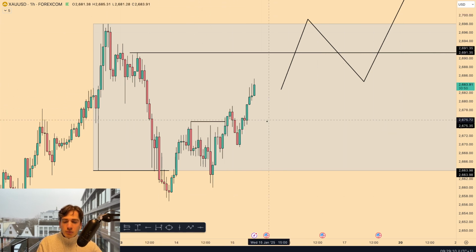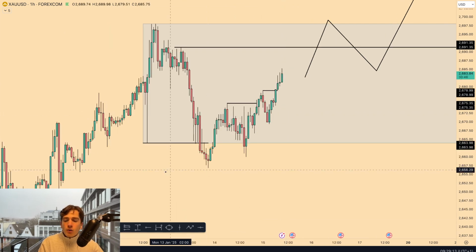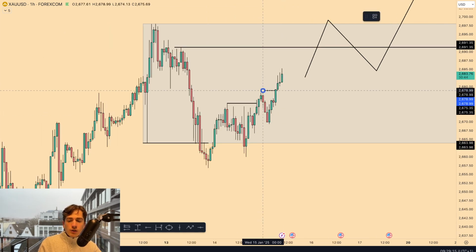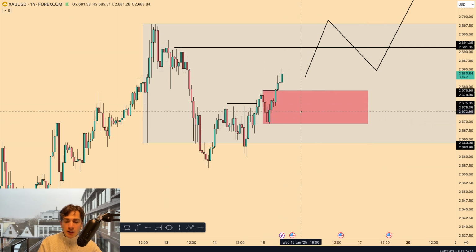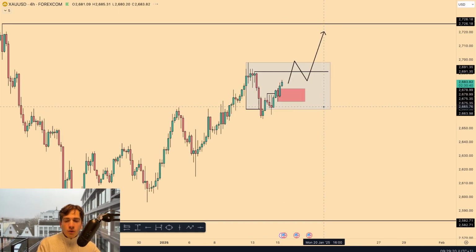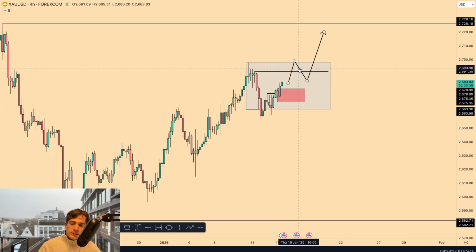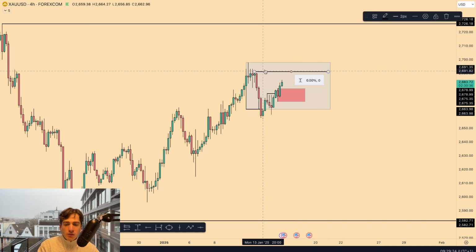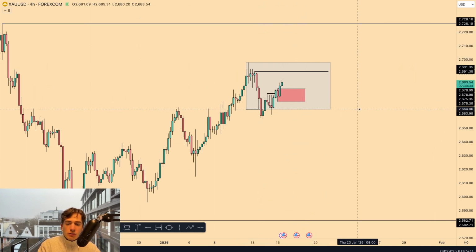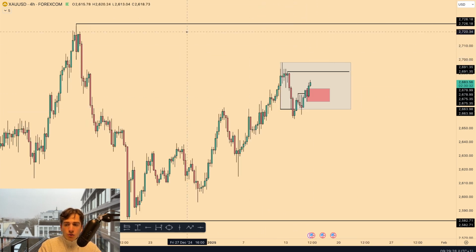We can see here a break of this internal structure. Again, another break of this internal structure. So for now, I would only be focusing on looking at the further upside until we break this area of demand, go in towards the 4-hour time frame, and then this line still stands. If we break that 4-hour fractal high, then obviously we'll be interested in some longs once again on gold, back up into an all-time high.